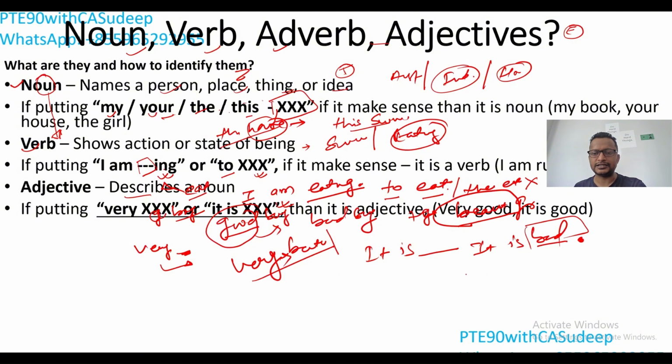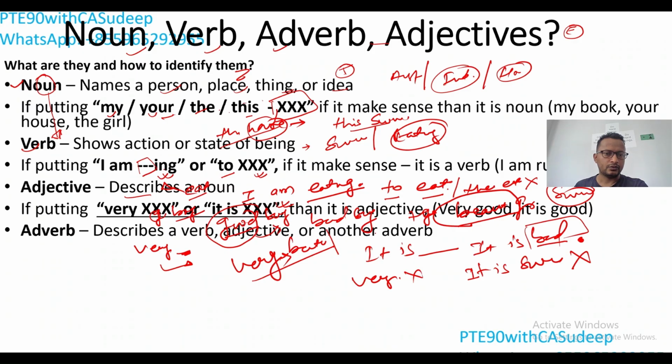Like for example, let's see swimming, right? Let's swim. To check if it is an adjective or not, just put "it is swim". Does it make sense? No, right? Very swim, for example. Does it make sense? No, right? So then swim or swimming is not an adjective, it is a verb.